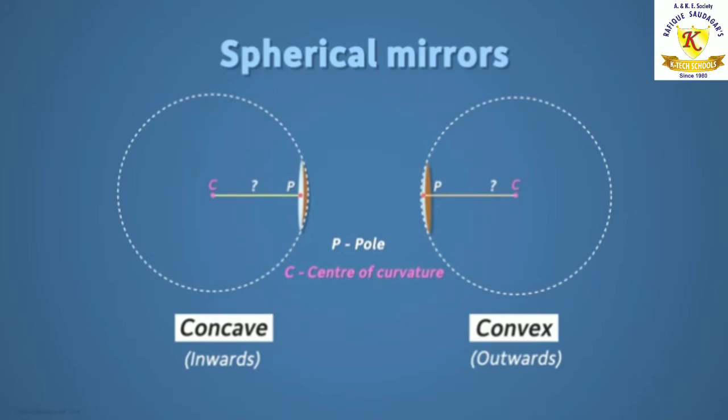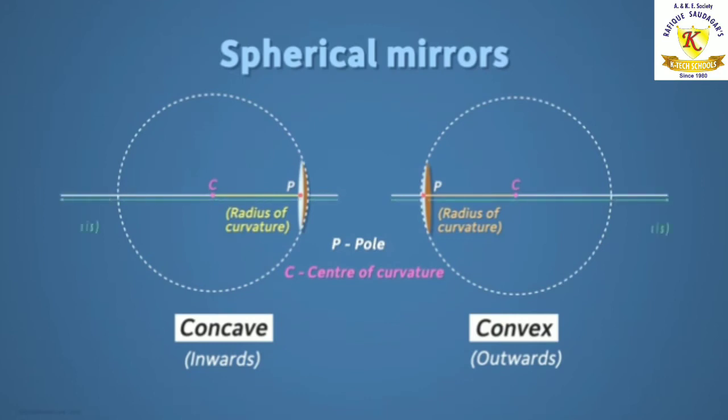And what will the radius be called? Yes, it's called the radius of curvature. Now join the pole and the center of curvature with a line. This line is called the principal axis. The midpoint of the line segment joining the pole P and the center of curvature C is called the focal point, and it is denoted by the letter F.